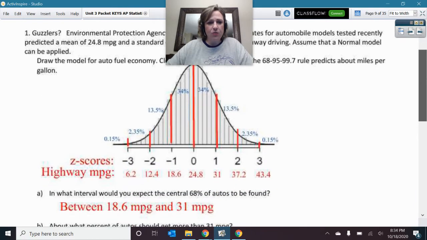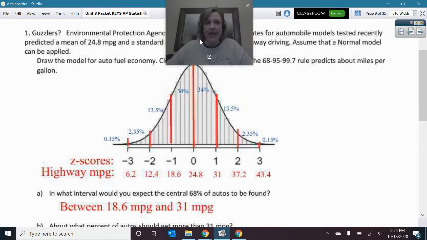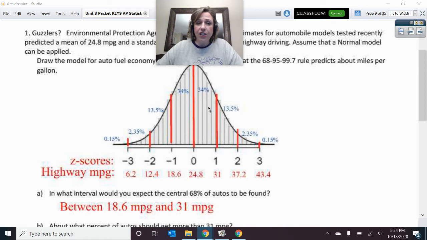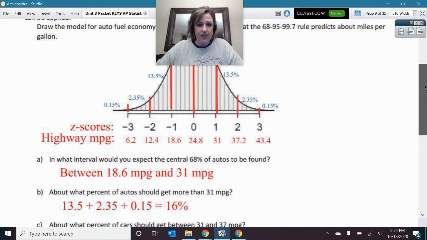Okay, so with our first problem, I want to make sure that you labeled this as your z-scores so we know what those numbers are. Okay, I did not do that. And then make sure you put the context label right here. This was about the highway miles per gallon that these vehicles got. And then I put those numbers in there based on a mean of 24.8 and a standard deviation of 6.2. Okay, then you want to put your percentages in there for those sections.